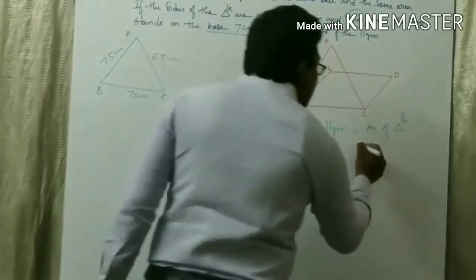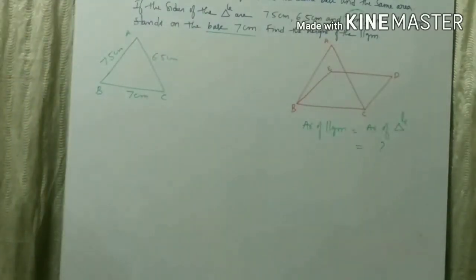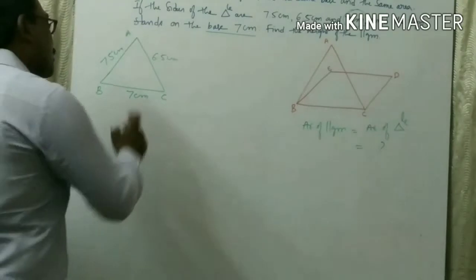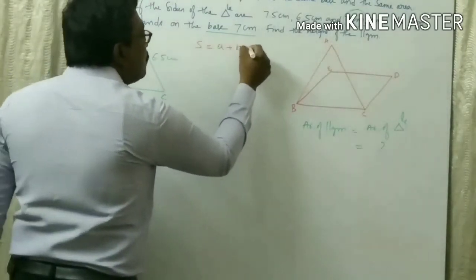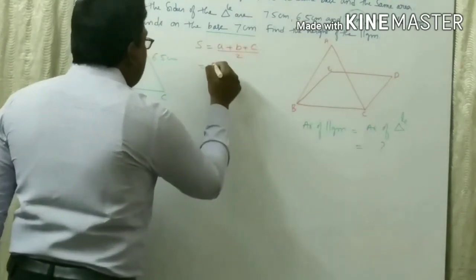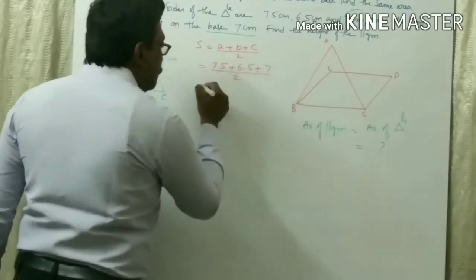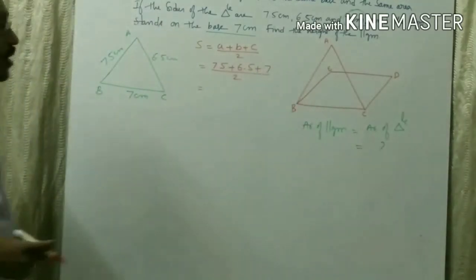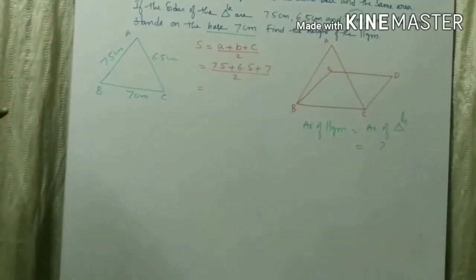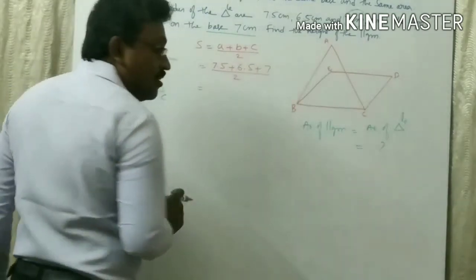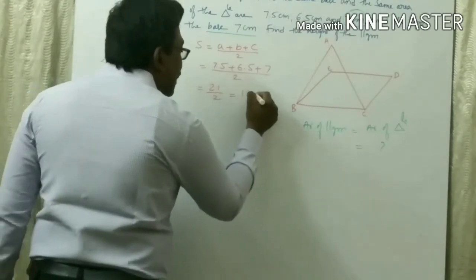Now, how much is the area of the triangle? For that, we can use Heron's formula. S is equal to a plus b plus c by 2, that is 7.5, 6.5, 7 by 2. Now, 7.5 plus 6.5, 7 plus 6 is 13, plus 1, 14. 14 plus 7 is 21 by 2. That is nothing but 10.5.